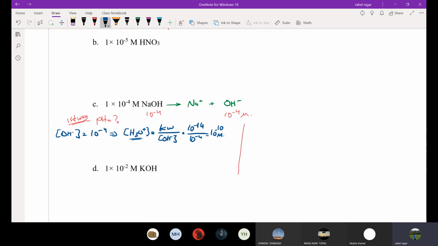Now that I have H3O, now I can find pH. pH is equal to minus log of H3O, equals minus log of 10 to the power of -10, equals 10.